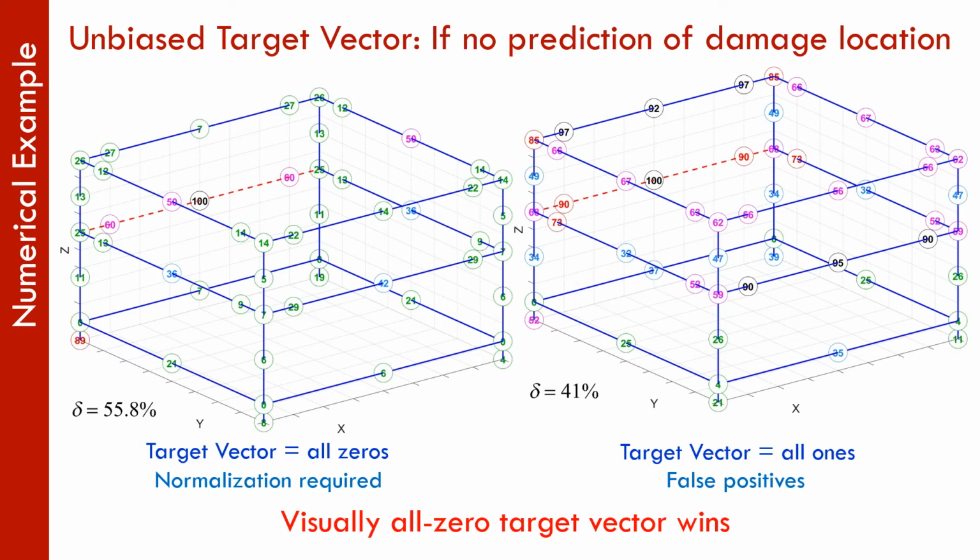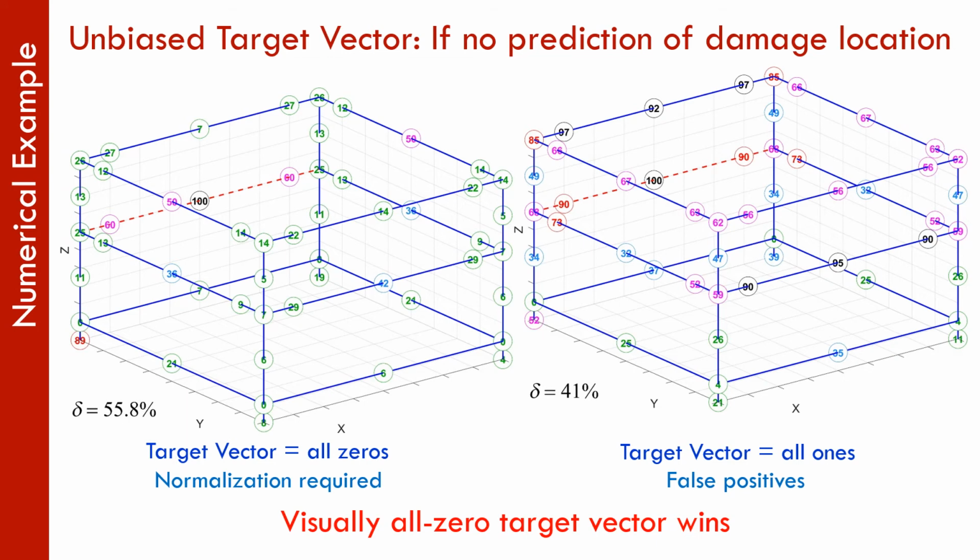In the unbiased target vector, what we have are either all zeros on the left or all ones on the right. If you have all zeros, you'll notice that the damaged location has a 100% damage. It means 100% difference, so definitely something's happening there. And we also have a 60% on either side. If you notice, though, there is more scatter on the other locations, including an 89% at the base, because nobody is telling it where the damage might be.